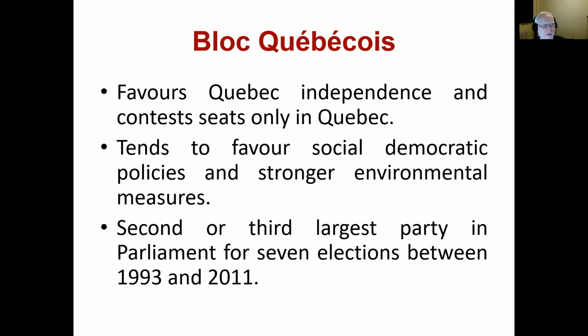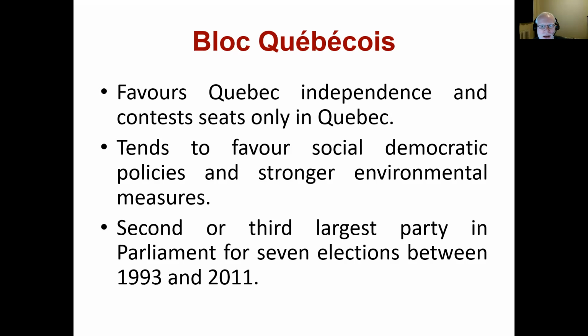So outside of the Quebec independence agenda, most members of the Bloc Québécois are typically quite social democratic. So there's often some overlap with the NDP or the Liberals, and on stronger environmental measures, often overlap with the New Democrats a little bit, maybe the Liberals and the Green Party, who we'll talk about.